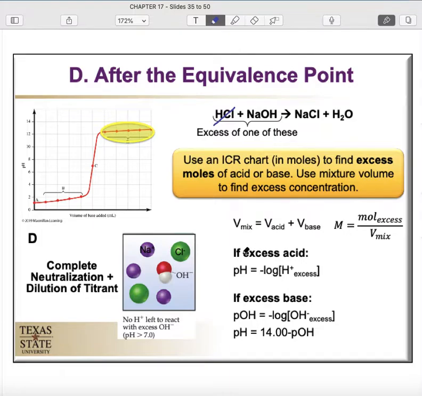And now, if the excess was the acid, then you can directly calculate the pH by taking the negative log of that hydrogen ion excess molarity. And if the excess is base, you would first calculate the pOH by taking the negative log of the hydroxide ion concentration in excess and then subtracting it from 14 in order to find the pH.